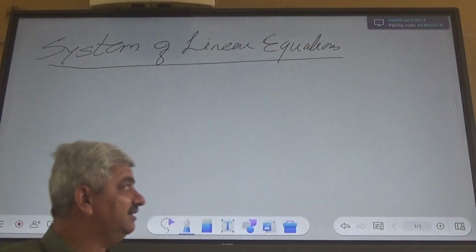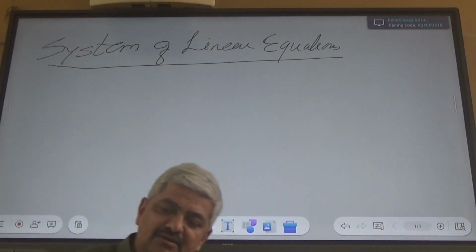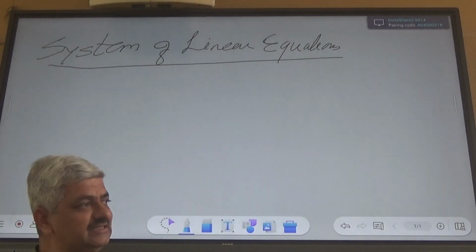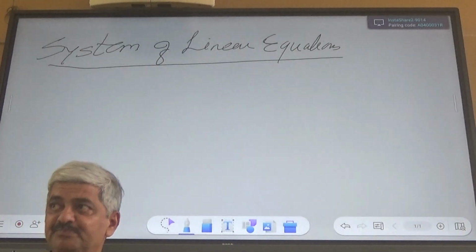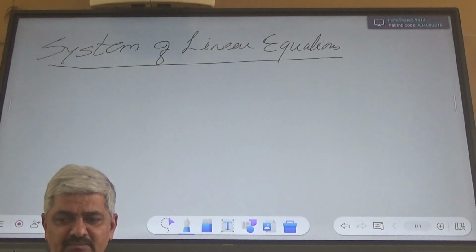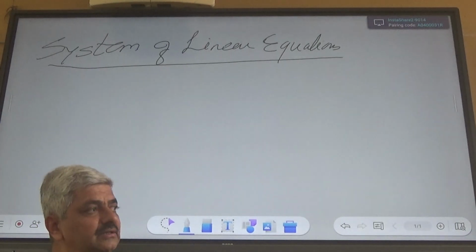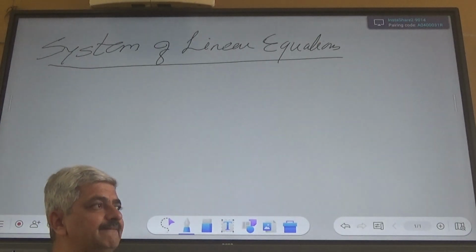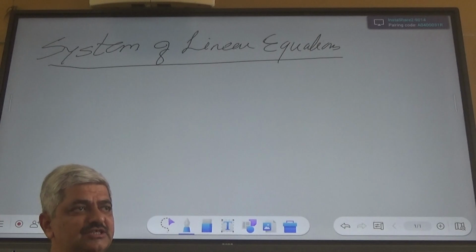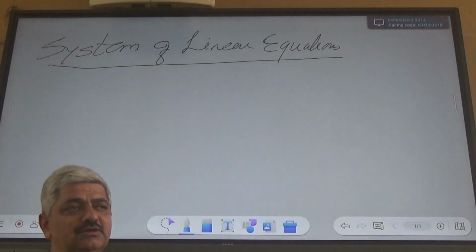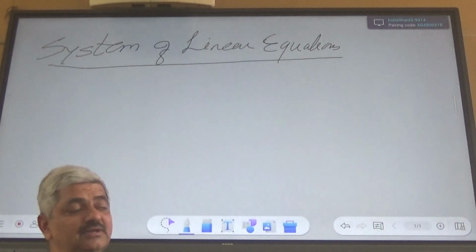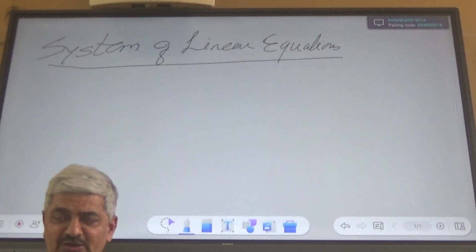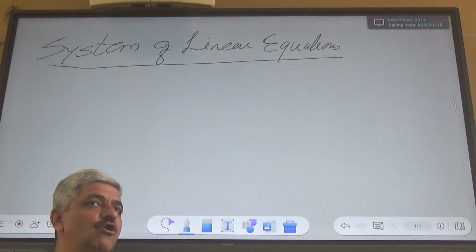What is a linear equation? Multiple variables, system of linear equations, issues of consistency, multiple solutions and single solution, number of equations more than number of unknowns, number of equations less than number of unknowns, number of equations equal to number of unknowns, all possible options we consider.